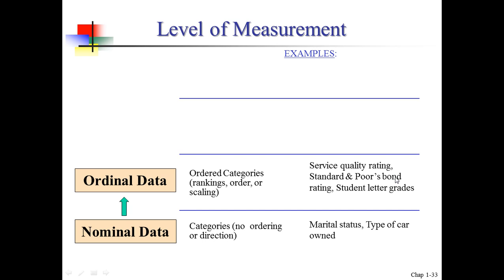Standard and poor bond rating. Students' letter grades. That's why you can say A, B, C, D up to F.